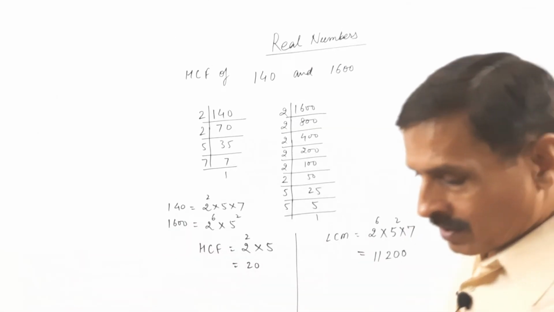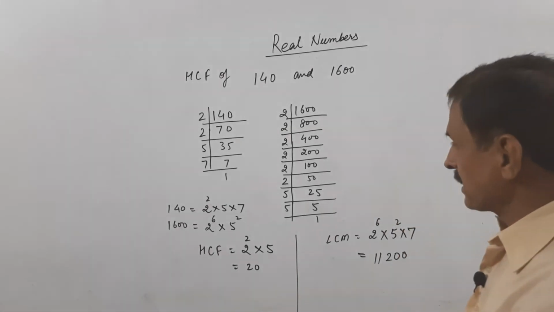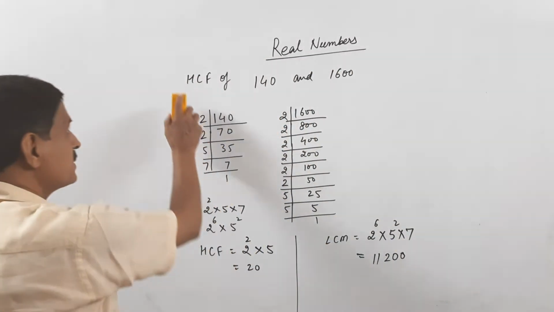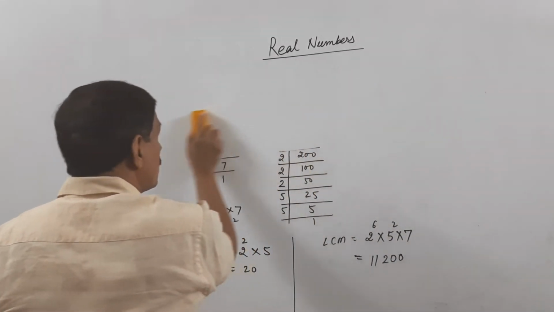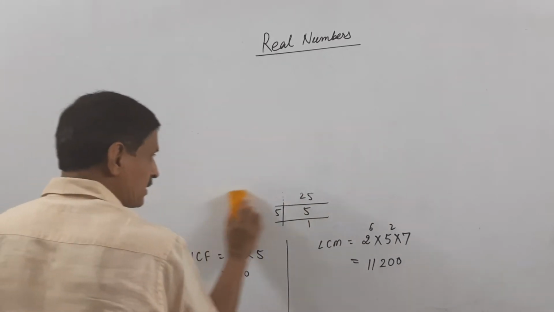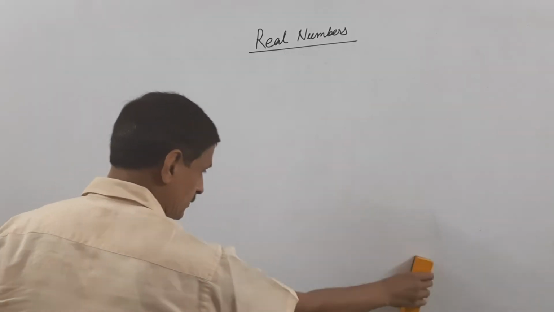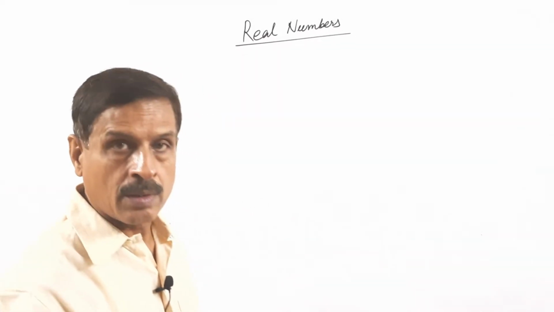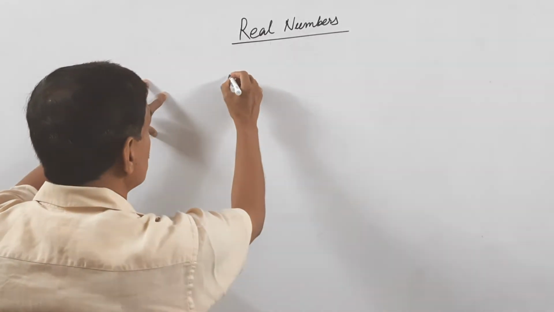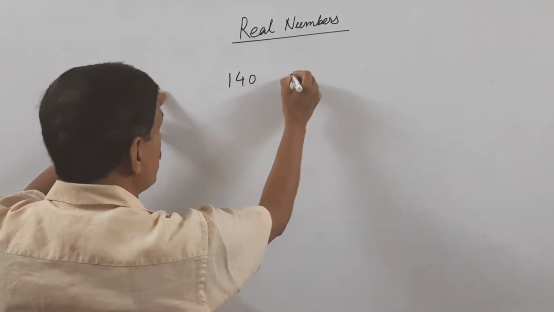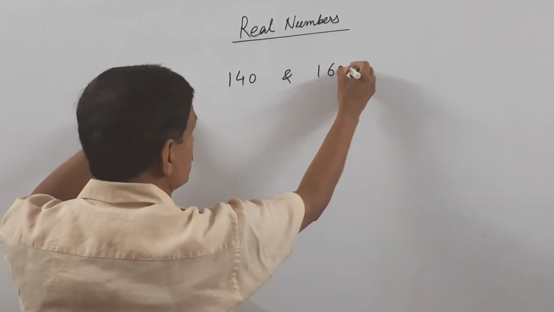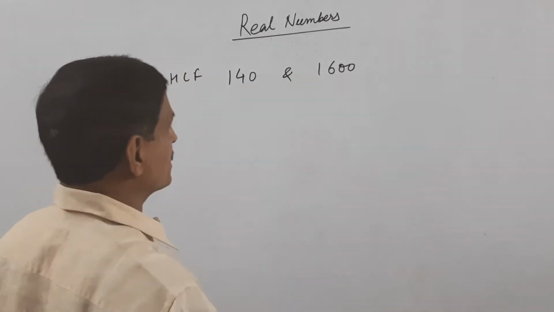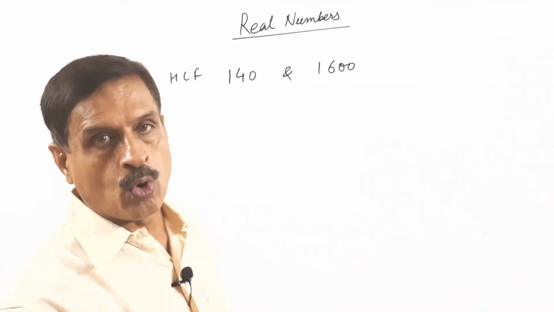This is one of the methods. Another method is the long division method. Take 140 and 1600. We have to find the HCF of these two numbers. We are using the long division method.